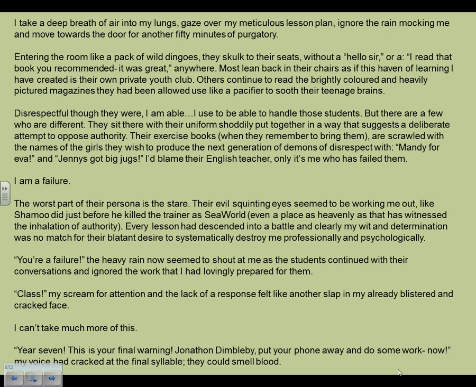Disrespectful though they were, I used to be able to handle those students, but there are a few who are different. They sit there with their uniforms shoddily put together in a way that suggests a deliberate attempt to oppose authority. Their exercise books, when they remember to bring them, are scrawled with the names of the girls they wish to produce the next generation of demons of disrespect with. Mandy forever, and Jenny's got big jugs. I blame their English teacher, only me it's failed them.